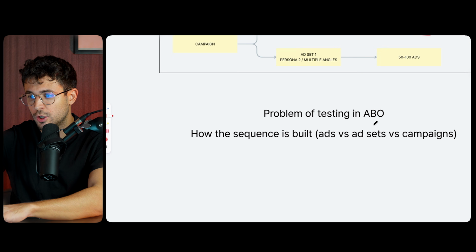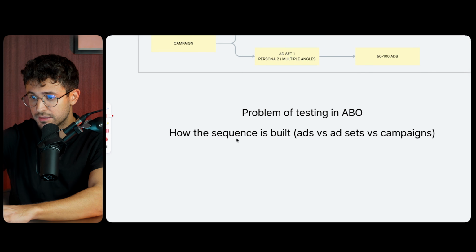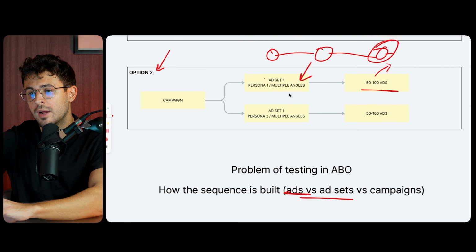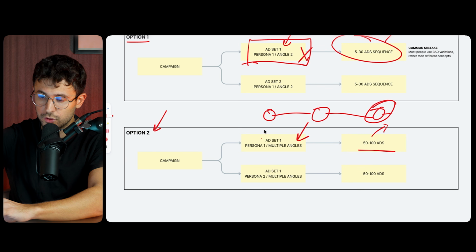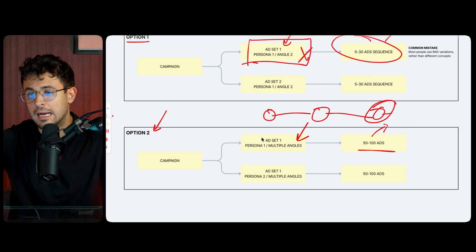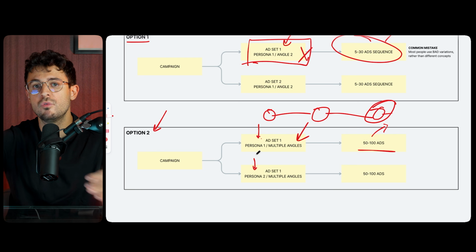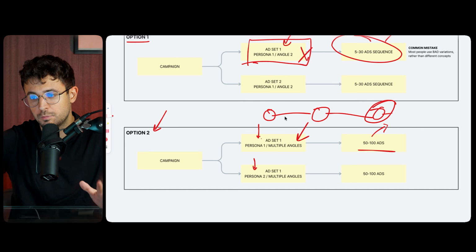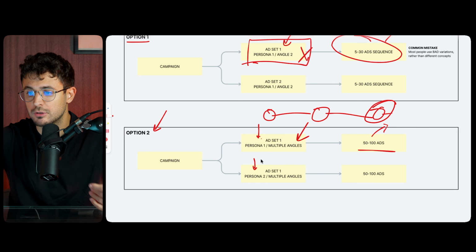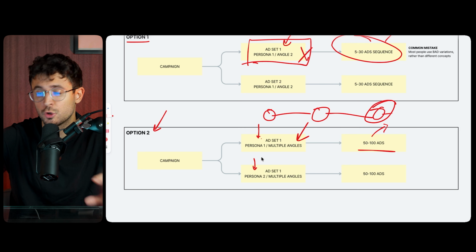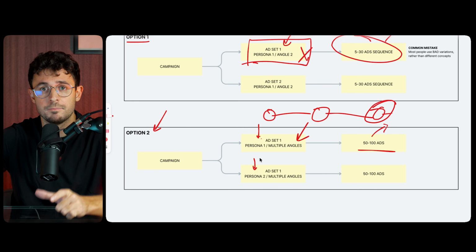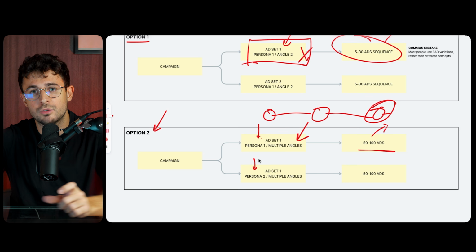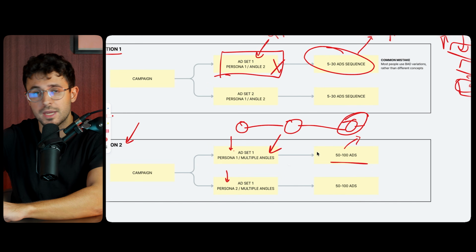And that's the problem also of testing in ABO, because the sequence is built at the ads level, but also at the ad set level. And so if you're running an ABO in here, you're basically going to allocate budget at the ad set level. So when you move the budget around, you might scale things that are not supposed to be scaled, simply because the ROAS is high, but probably it's because the frequency is high. And so you make this mistake, and then there is no incrementality, meaning that when you increase the budget there, the frequency goes up, ROAS goes down, and so you're spending more to get the same amount of return in terms of revenue. So there is no incrementality, right?